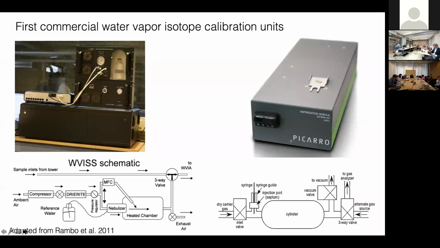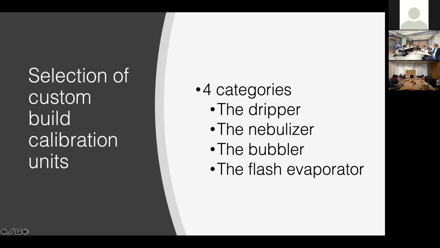So I wanted just to show some pictures of the first commercial water vapor isotope calibration units. On the left, we have the water vapor isotope standard source with a schematic below from the Los Gatos company. And on the right, we have the vaporization module from Picarro, in which initially liquid samples were inserted and measured for the isotopic composition. However, I'm not going to go into details on the challenges and shortcomings, but there was a whole development of other custom-built calibration units, which of course have the same principle: take liquid, create vapor, make sure you know the isotopic composition of the vapor, and you go.